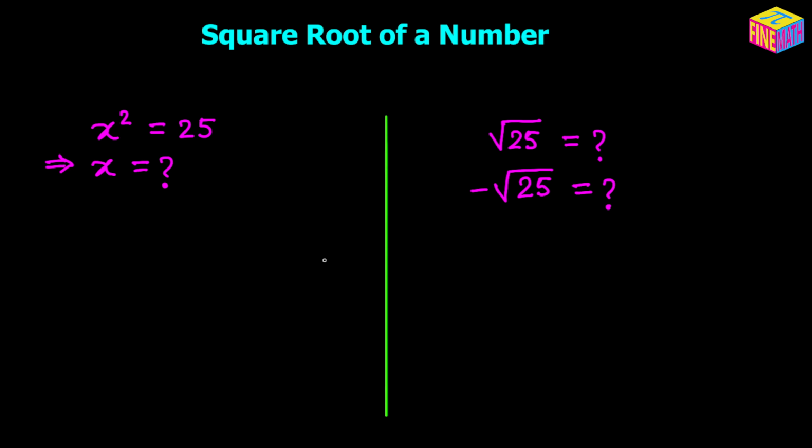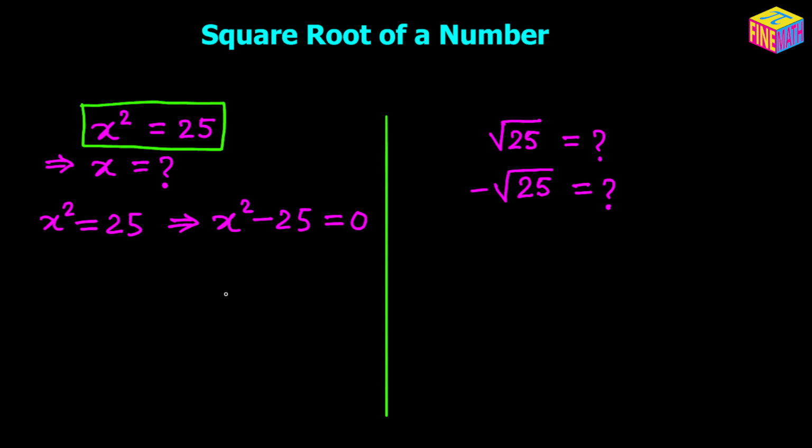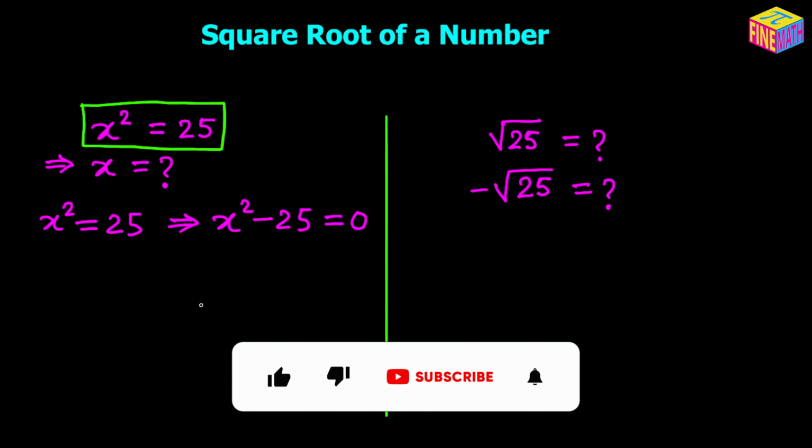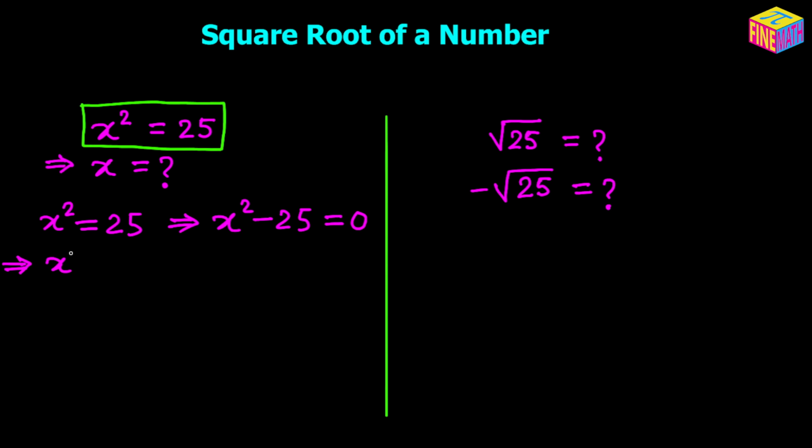Now in the left hand side, if you see the information that is provided here, x squared is equal to 25, that is actually an equation, right? It's a nice quadratic equation, and if we rewrite this equation, it's going to look like this: x squared minus 25 equals 0, and that looks like a very simple quadratic equation. Let's try to solve this equation. So what we're going to do? Well, we'll try to factorize it, and this is x plus 5 times x minus 5 is equal to 0.